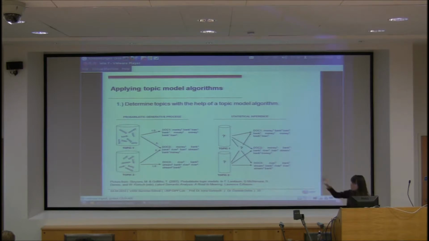Okay, but usually we don't have that situation. Usually we don't have the topics and we have to generate the documents. Usually we want to do it the other way around. So we have the documents and we want to get the topics. And this is done by statistical inference. So the idea is that we have to find the best set of latent variables that can explain the observed data. So you could say that we would like to find the model that has most likely generated the documents that we have.